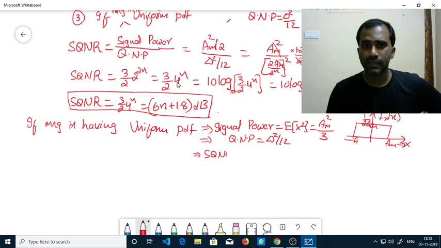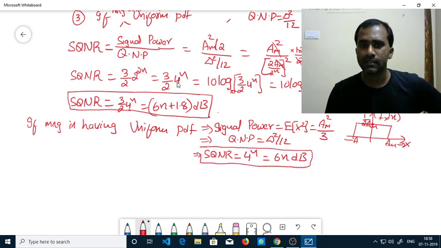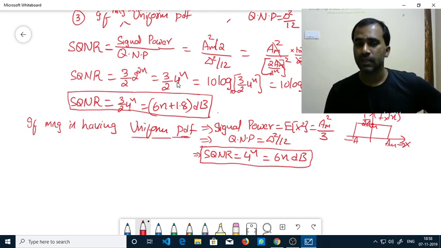So the answer will be SQNR is equal to 4 to the power of n. If you apply 10 log to this one, it becomes 6n dB. This is the answer. Whenever anybody says the message signal is having uniform PDF, under this condition, this is the answer. If they say the message is sinusoidal, then this is the answer.